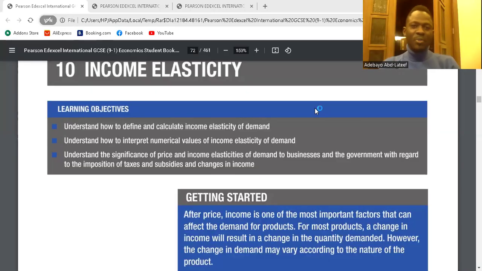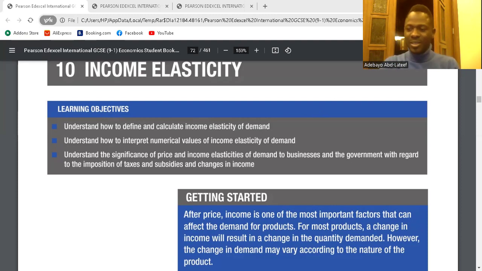We're going to chapter 10, income elasticity. So when we talk about income elasticity, income itself means your earnings, what you earn. So what happens to what you earn? There's income elasticity, that means there's responsiveness in whatever you earn to quantity demanded. That is what it means. There's responsiveness to whatever you earn to the quantity demanded.